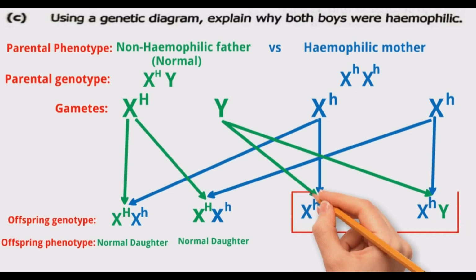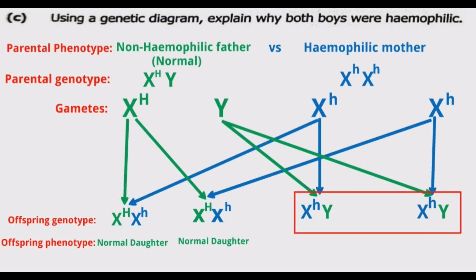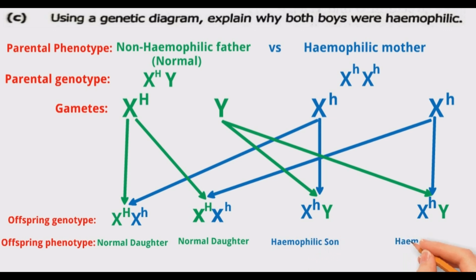Now we come to these last two where we have got XY, meaning these are sons, they are boys. The last two are boys. We can see that they have got X with the small letter h, and Y. So they have a condition. These are hemophilic sons. As you can see, the genotype of these two sons is the same. So both are hemophilic sons. They have a medical condition like their mother.